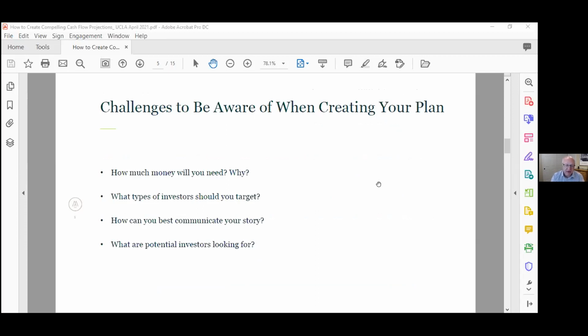Before you sit down to create your cash flow projection, there are some things that you should keep top of mind before you even start. What outcome are you trying to get? Who is this cash flow projection for? Who is our audience? The types of investors that you're looking for will help determine some of the ways that you would build the cash flow projection.